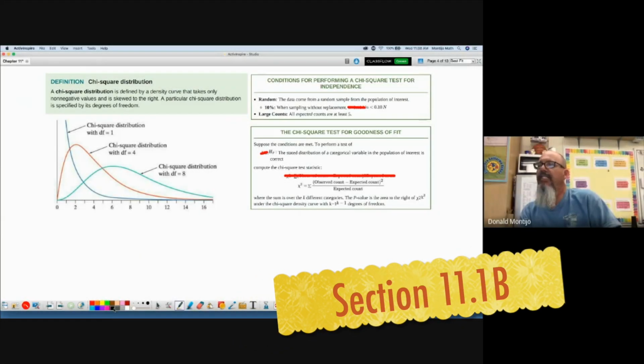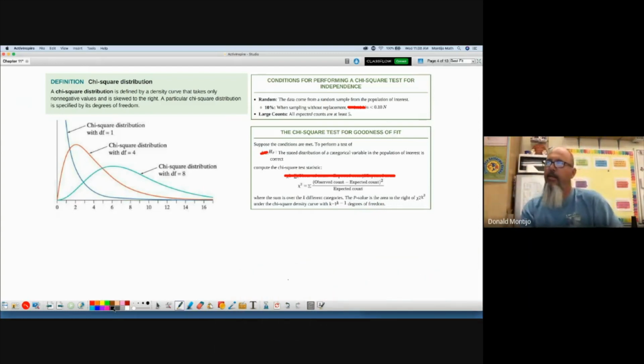The conditions, guess what? The same three conditions again. Is it random? 10%, meaning is the population at least 10 times the size of the sample? And then large counts, this one's different from what we've seen previously. This large count one says that all expected counts must be at least 5.